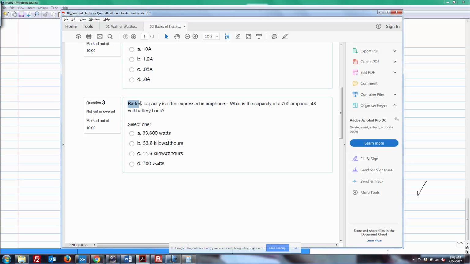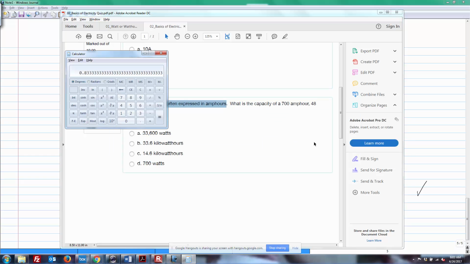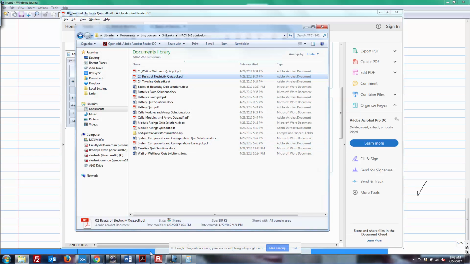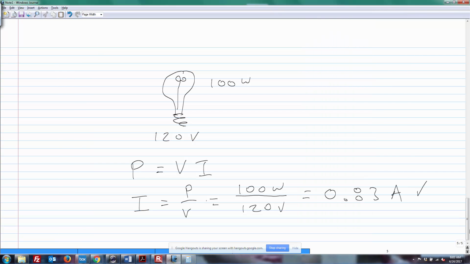Now we have battery capacity expressed in amp hours, and the question is, what is the capacity of a 700 amp hour 48 volt battery bank? All right, another very good question. I think John did a very good job with these. So we have batteries. And I also want to thank Tim Chester. Tim did a great job setting these up.